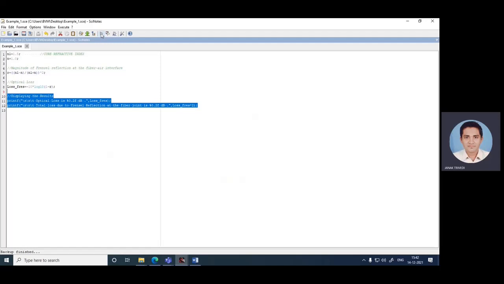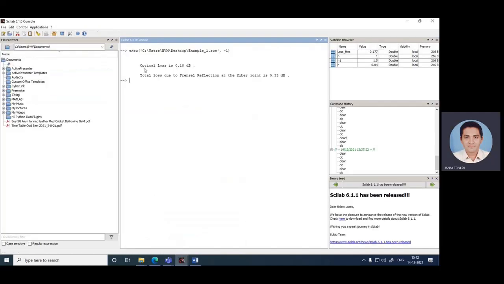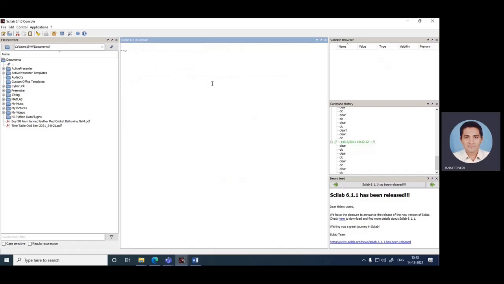So let's execute this program. With the help of this particular key, execute, and we can see the result. Okay, so optical loss is 0.18 dB and total loss due to Fresnel reflection at the fiber joint is 0.35 dB. We can see the result in the variable browser also: n1, r and loss. This is the answer. Now we clear this answer for the next example.